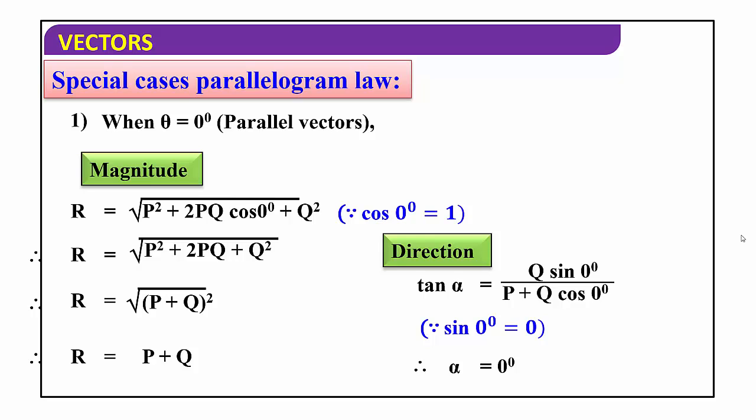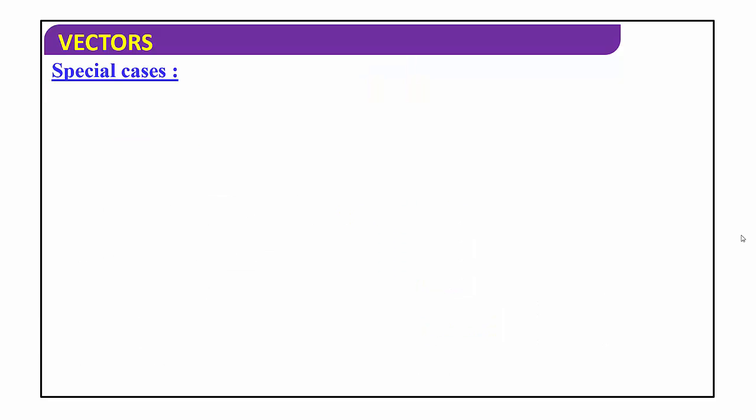Now you can observe, when two vectors are parallel to each other, the angle between them is 0 degree. When the angle is 0 degree, we get the magnitude as the algebraic sum of the two vectors, that is R equal to P plus Q. So we got the direction, that is alpha equal to 0 degree. Is it clear? So this is the first case. Now we can study the second case.